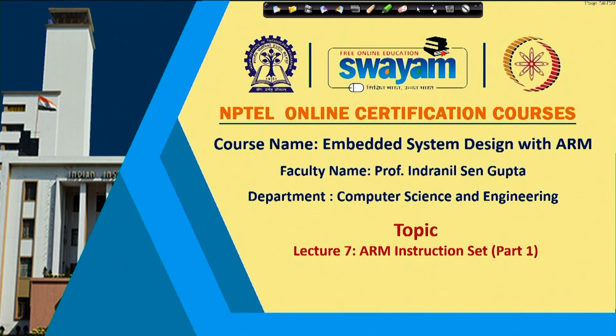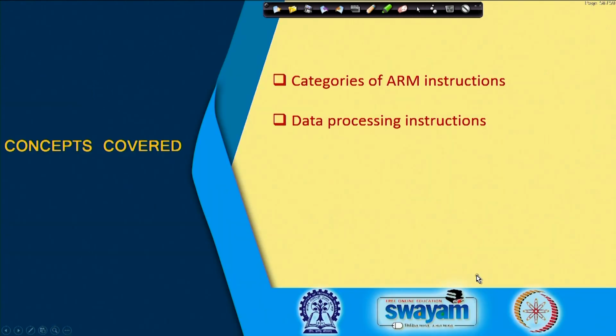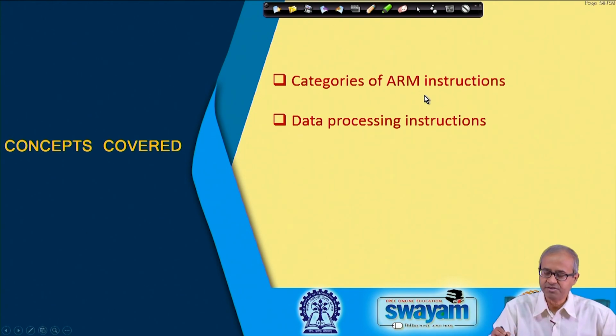So, the title of this lecture is ARM instruction set, the first part of it. Here we shall be broadly talking about the various categories of ARM instructions and in particular the data processing instructions that are provided by the ARM instruction set architecture.